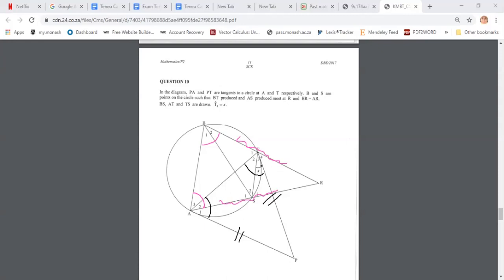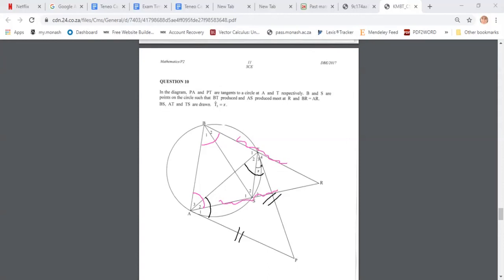And they've also told you that angle T3 is equal to x. Now you're going to have to look for as many angles as you possibly can here. Remember, when they tell you that you've got a tangent to a circle, you're looking for the tan chord theorem. So if you look at this triangle, there's the tangent to it.